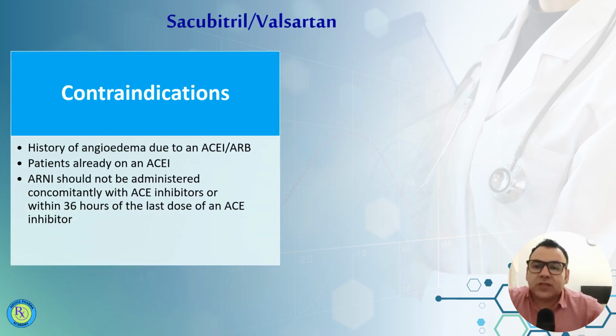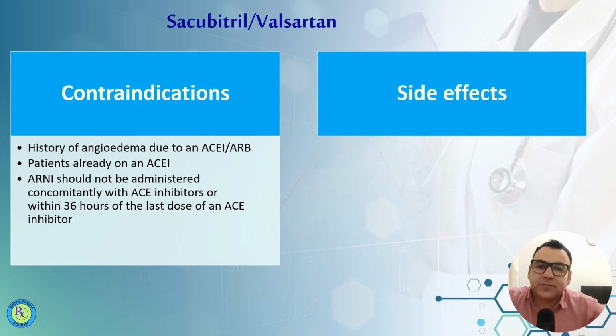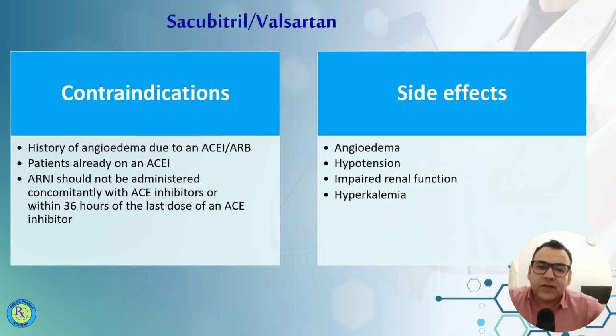So what are the contraindications? It's similar to ACE or ARB. A patient who has a history of angioedema to ACE or ARB should not receive it. Patients who are already on ACE should stop ACE first and then start ARNI. And there is a time span: the patient must wait 36 hours after stopping ACE before starting the ARNI. The side effects are similar to ACE or ARB, which are angioedema, hypotension, impaired renal function, and hyperkalemia.